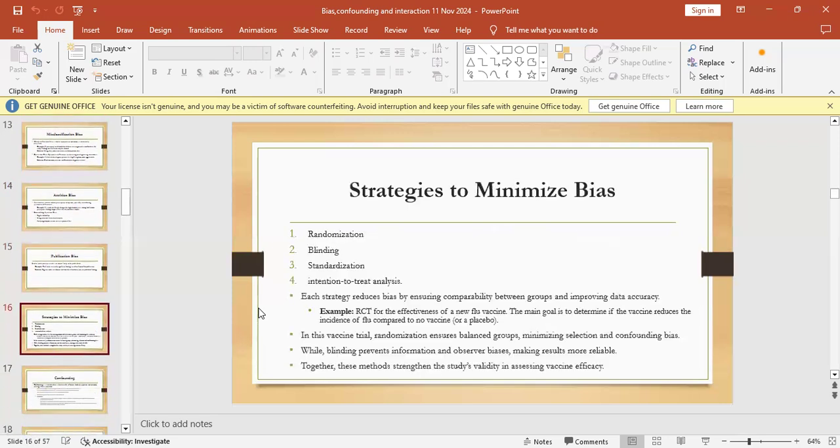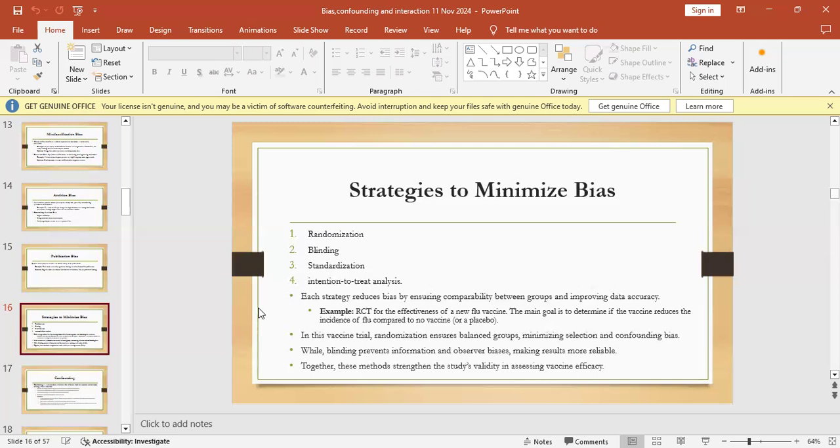What are the strategies to minimize bias? These are randomization, blinding, standardization, intention to treat analysis. Each strategy reduces bias by ensuring comparability between groups and improving data accuracy. For example, a randomized controlled trial for the effectiveness of a new flu vaccine. The main goal is to determine if the vaccine reduces the incidence of flu compared to those individuals who are not vaccinated or a placebo group.